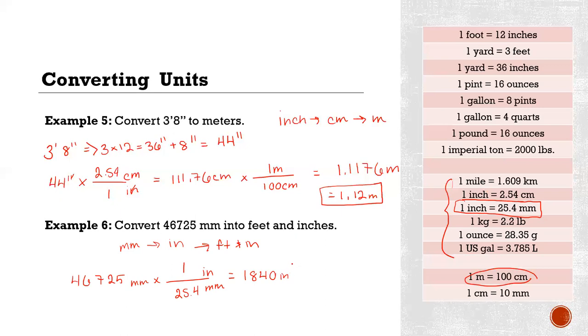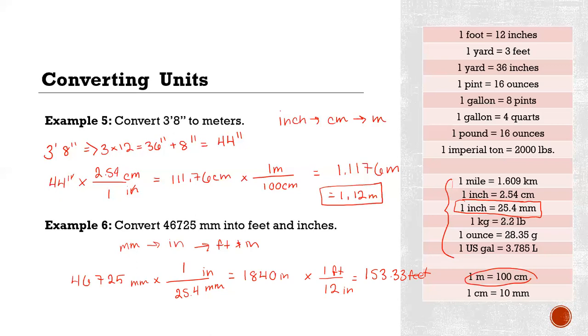Now we need to figure out how many feet and inches. So let's take that and multiply it by 1 foot over 12 inches. We're going to figure out how many feet and inches, and when we do this, we find out that we have 153.33 feet. Okay, so we know feet, but we don't know the inch part.